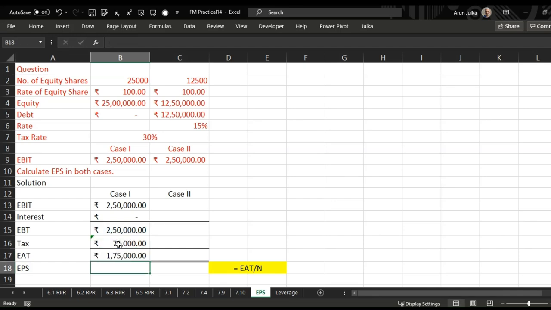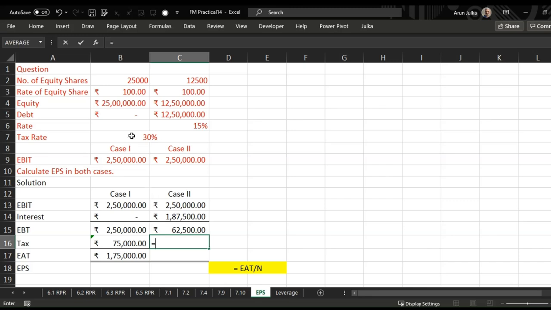So the amount is 1,75,000. Similarly, we'll calculate in case 2. EBIT is 2,50,000 minus interest. Interest is 15% of 12,50,000. Earning before tax equals EBIT minus interest. Tax, we know, is 30% of earning before tax. So, earning after tax equals EBT minus tax.